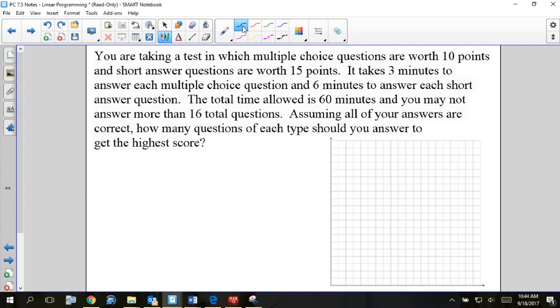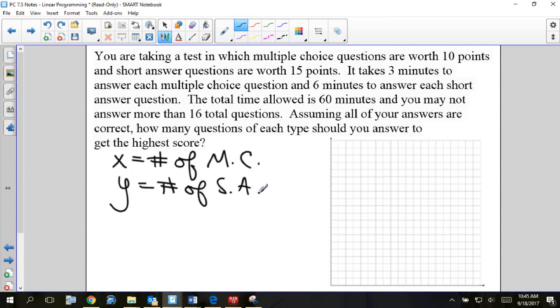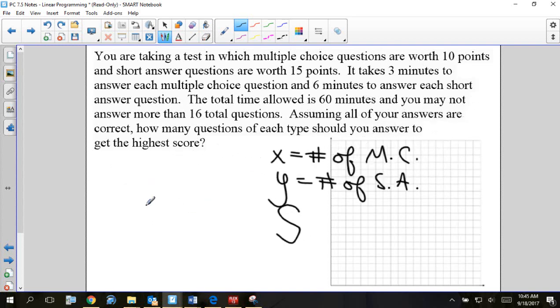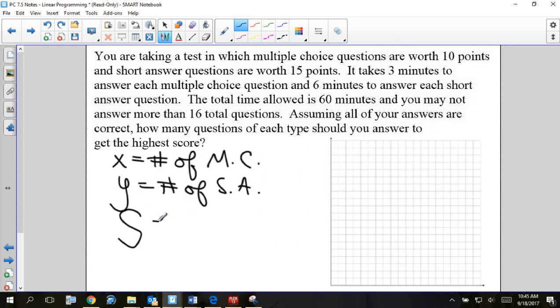And there's one more variable you need to have. What's your objective? Well, your objective is to find the highest score, but variable-wise, it's just going to be score. Okay, so X is going to be the number of multiple choice, and Y is going to be the number of short answer. And then we'll call big S score. And then once you find the possible scores, then you can pick your highest score from that.